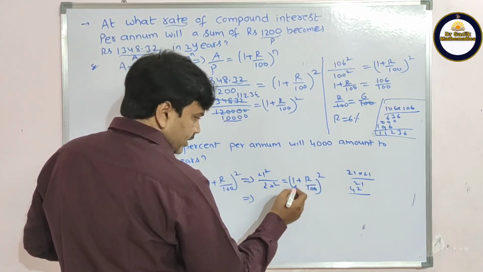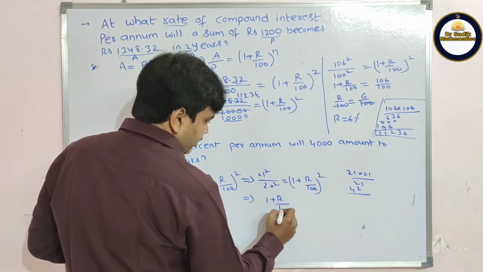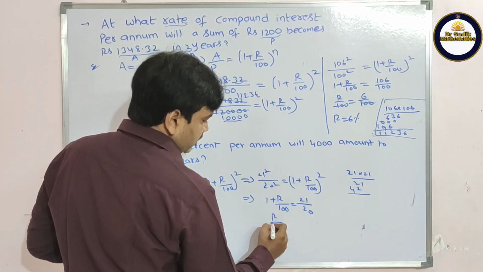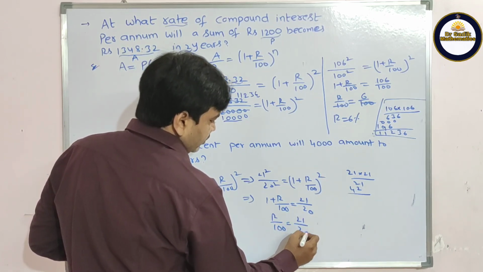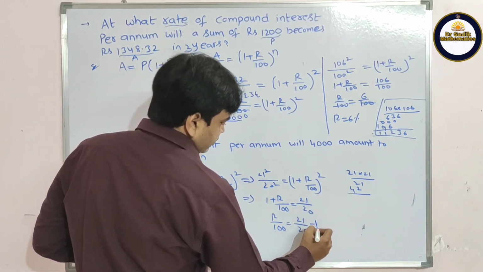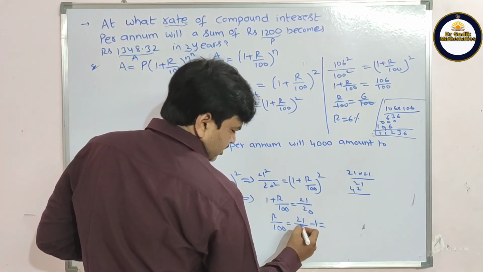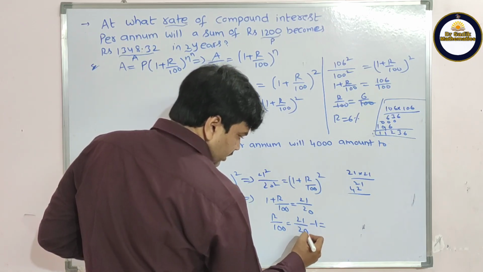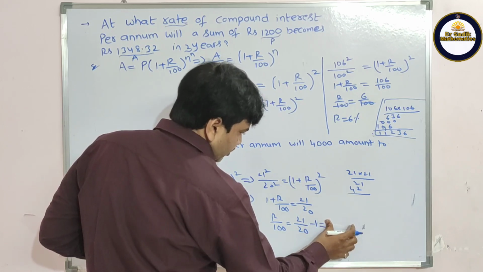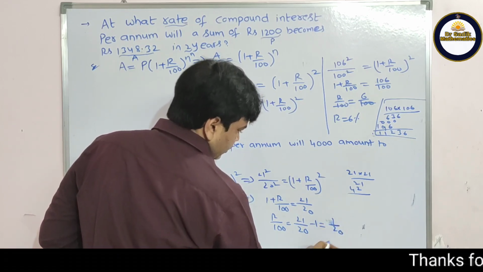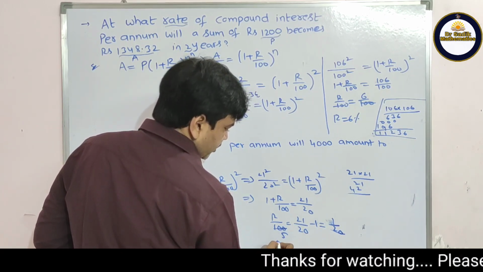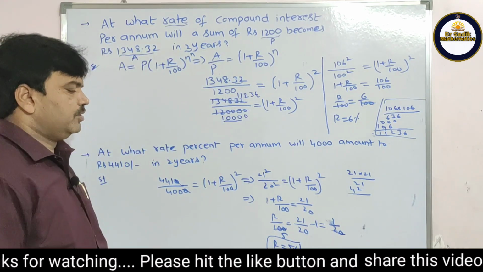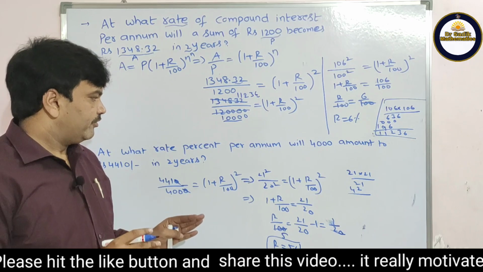That implies I can write 1 plus r by 100 is equal to 21 by 20. That implies r by 100 is equal to 21 by 20 minus 1, transposing to the right hand side. Come on, tell me. 21 minus 20 by 20, so we get 1 by 20. In 100, 20 goes 5 times. So r is equal to 5%. This way we can find it easily friends.